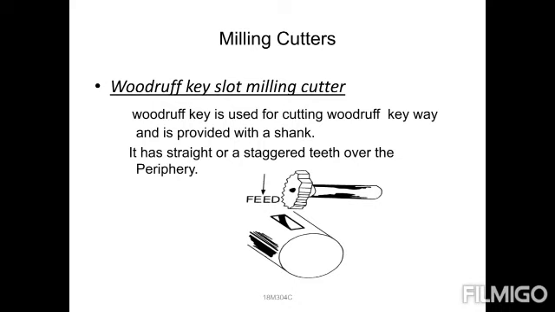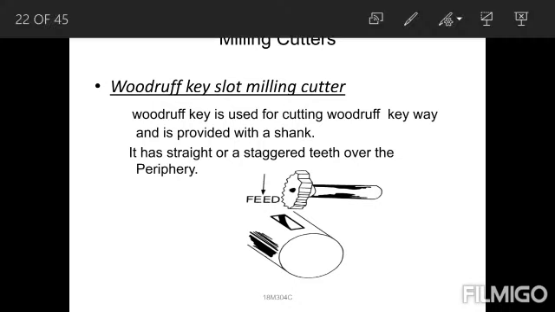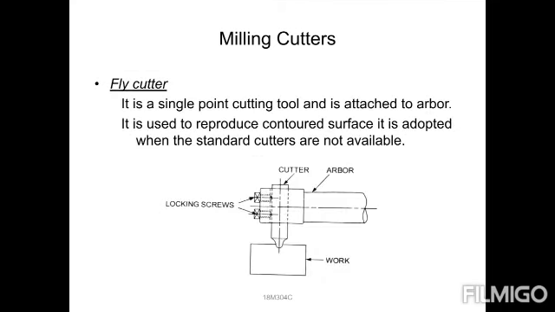Next one is the fly cutter. A fly cutter is a single point cutting tool attached to the arbor. It is used to reproduce contour surfaces and is adapted when standard cutters are not available. Whenever standard cutters for contour shapes are unavailable, we can use a fly cutter for producing contoured shapes. So contoured surfaces we can also produce with the help of this type of cutter.